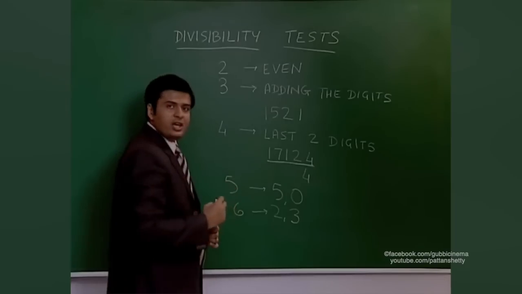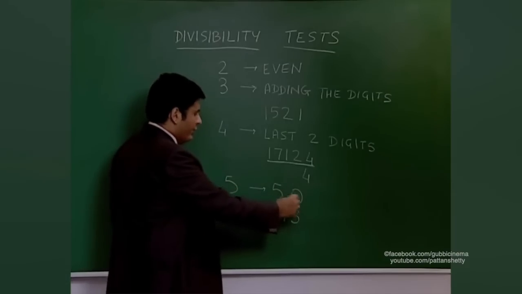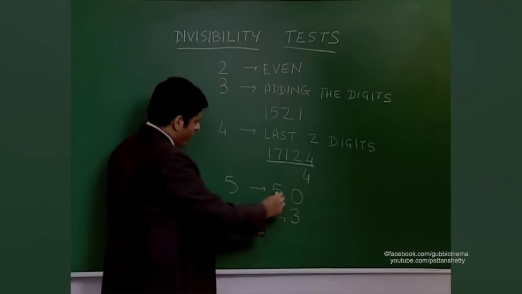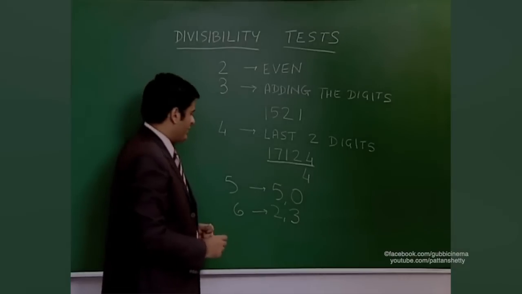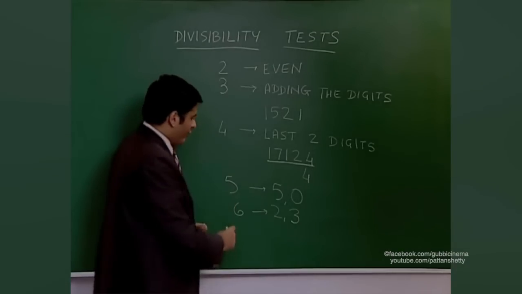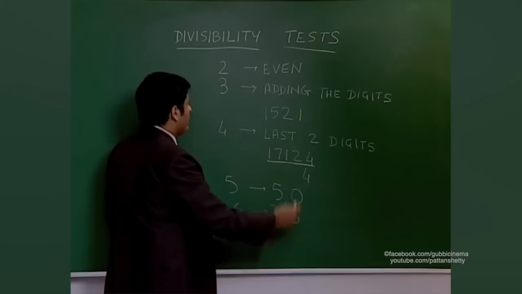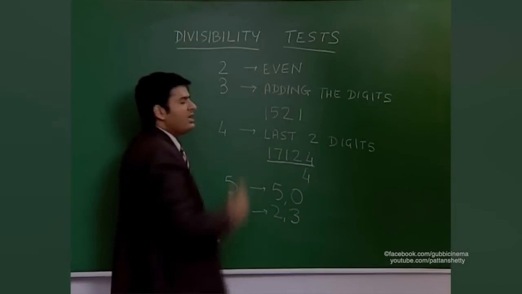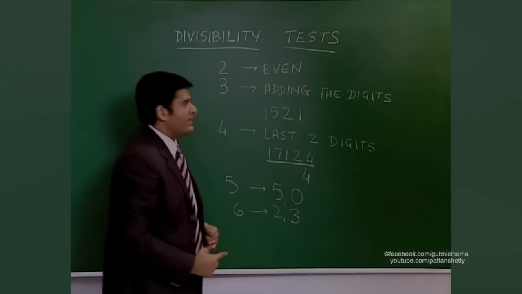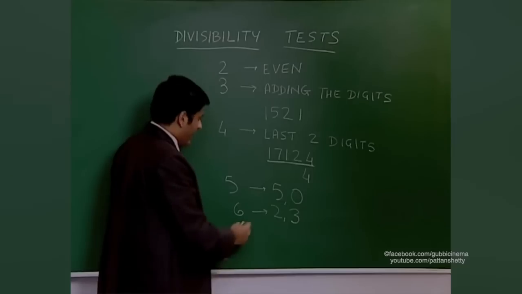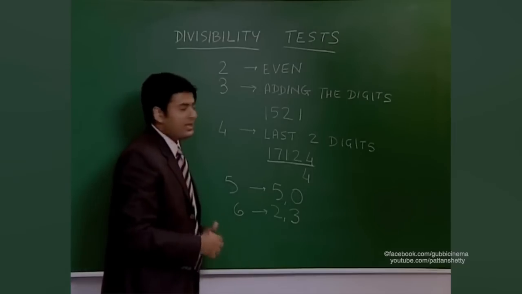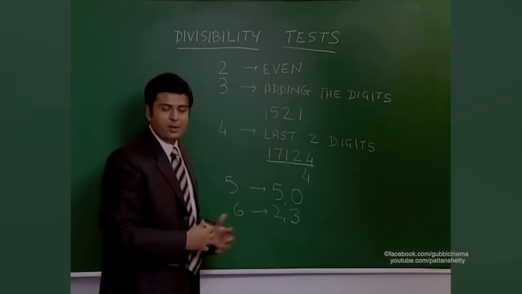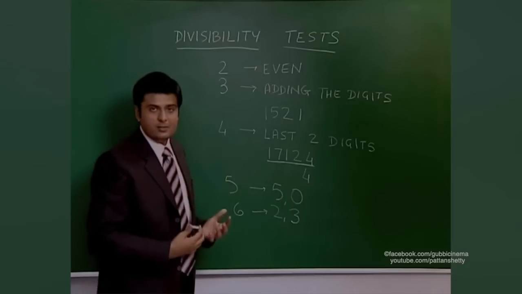For 5, check whether the number ends in 5 or 0. If the number ends in 5 or 0, the whole number is divisible by 5. And for 6, check for 2 and 3. Check for this test and this test. If the number is even and on adding the digits it is divisible by 3, that means the number is divisible by 6. Next, we see the next set of numbers and we'll check their divisibility.